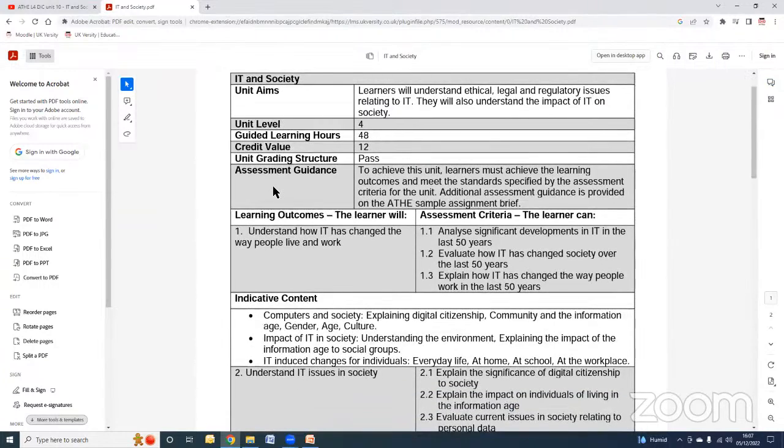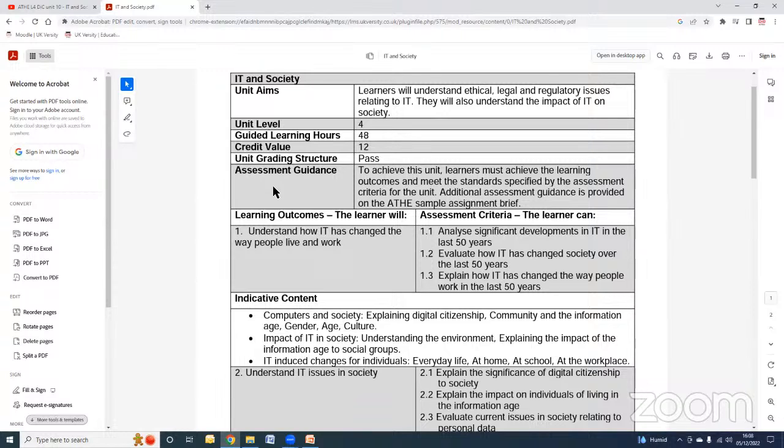From this unit, the unit aims for the learner to understand ethical, legal, and regulatory issues relating to IT. They will also understand the impact of IT on society. This is a level 4 unit which has 12 credits, and the assignment will be marked with a fail or pass.